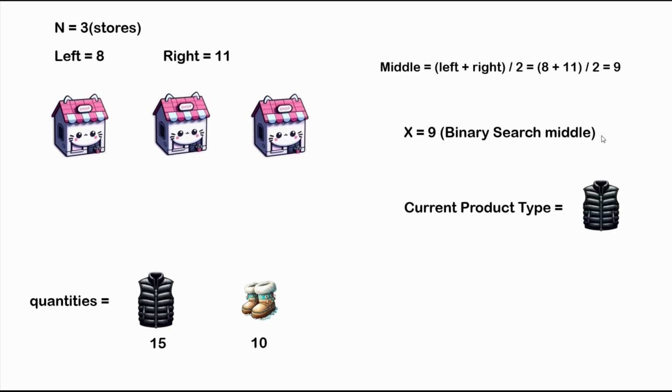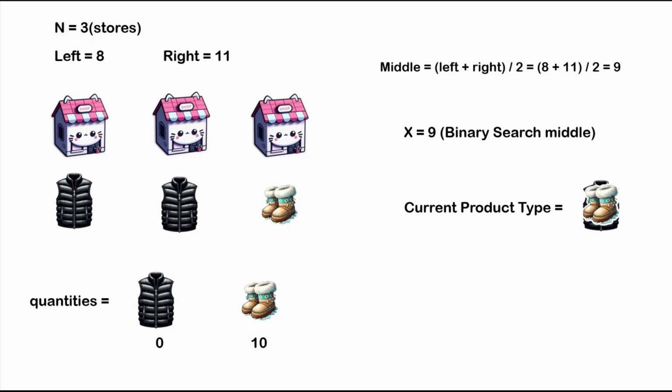Starting with the first product type, store 1 gets 9 products of the first type. Remaining quantity of type 1 is 15 subtract 9 equals 6. Store 2 gets the remaining 6 products of the first type. Remaining quantity of type 1 is 0. Move to the second product type. Store 3 gets 9 products of the second type. Remaining quantity of type 2 is 10 subtract 9, which is 1.